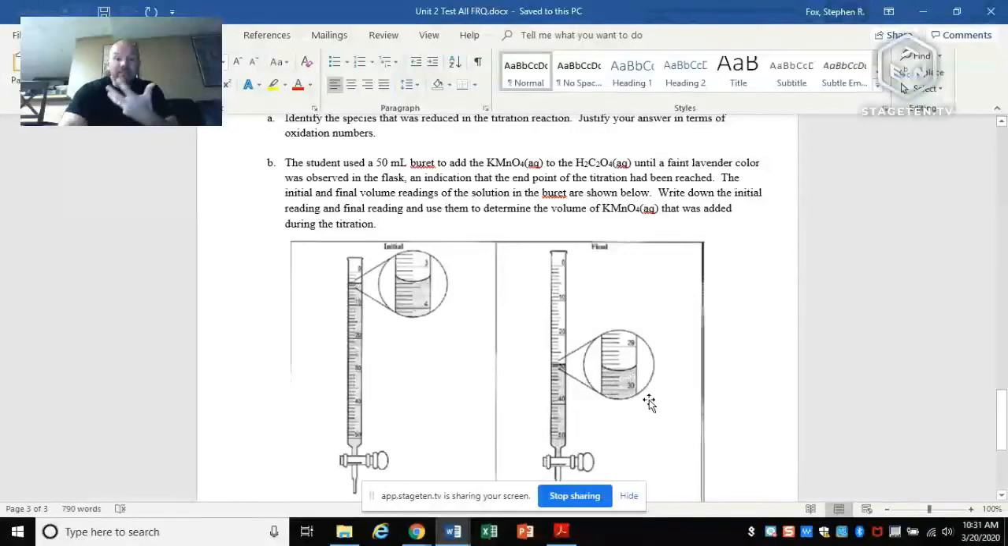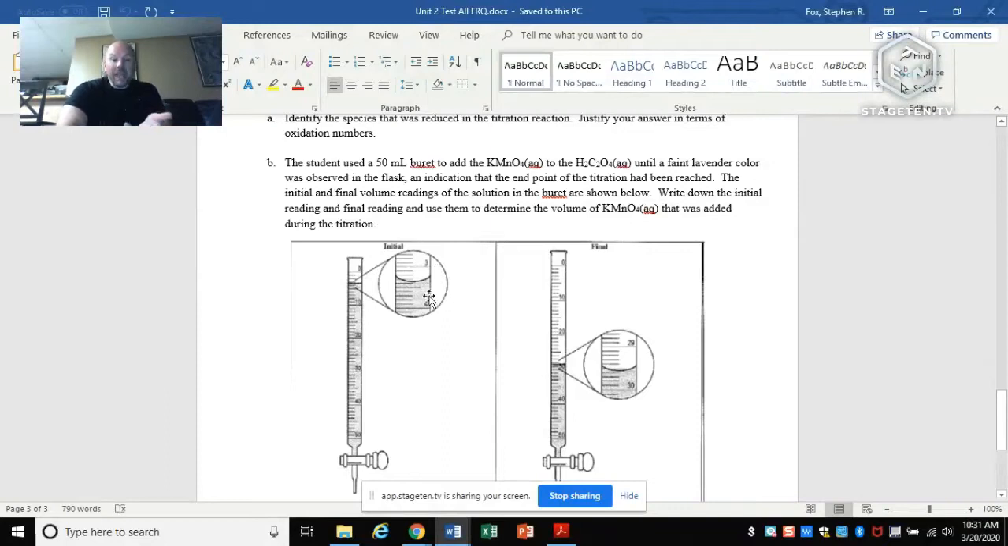And then to get the value of how much you added, it's just the final minus the initial. So it would just be 29.55 milliliters minus 3.35 milliliters. And my final answer should go to 2 decimal places, because when you subtract measurements, you are allowed the decimal places. And I would go to the hundredths place for my final answer. And that's how you read a burette. Okay. And you just do final minus initial.